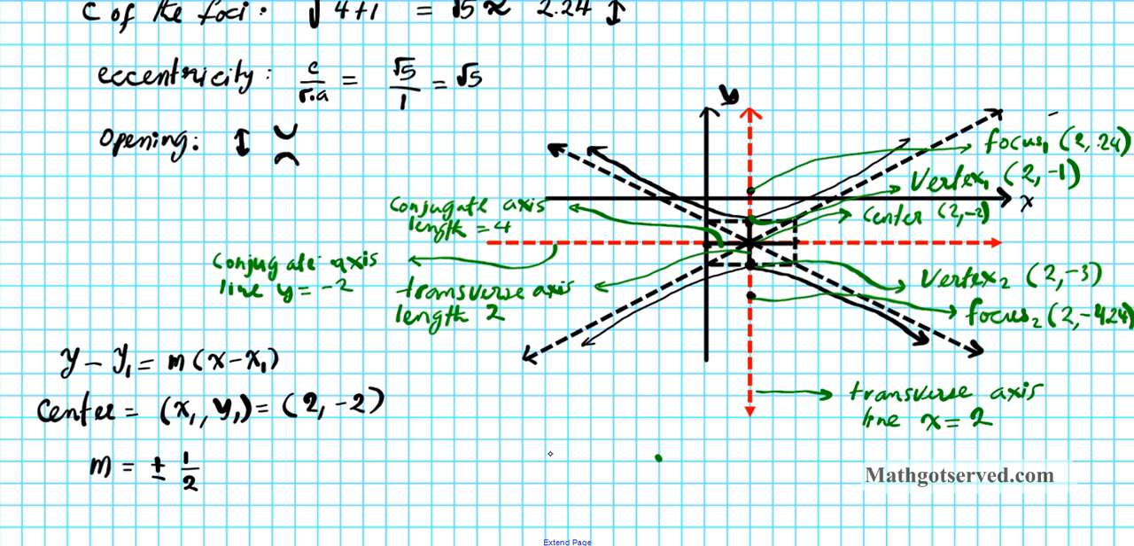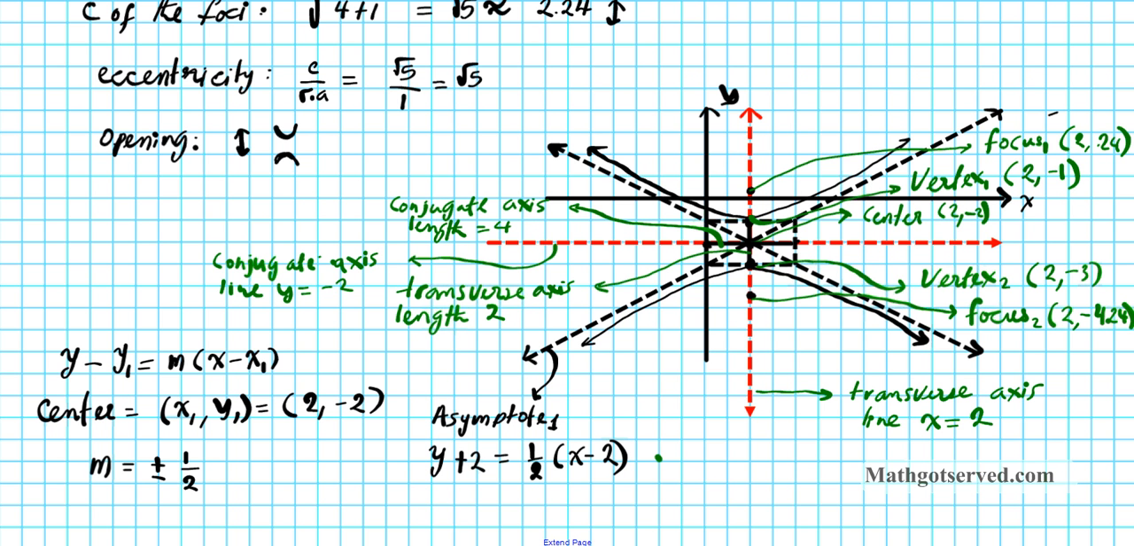Okay? So the one that's going up, that's the one with a positive slope. So let's go ahead and write down that equation. So this one is asymptote 1. That's going to be y minus y1. y1 is negative 2, so minus minus makes it a plus, plus 2 equals m, positive slope, 1/2 times x minus x1, x minus 2. Okay, so that's the equation of asymptote 1.